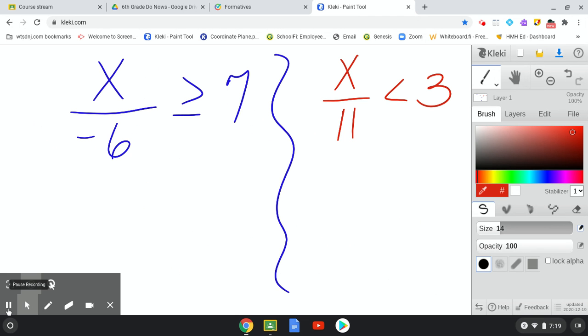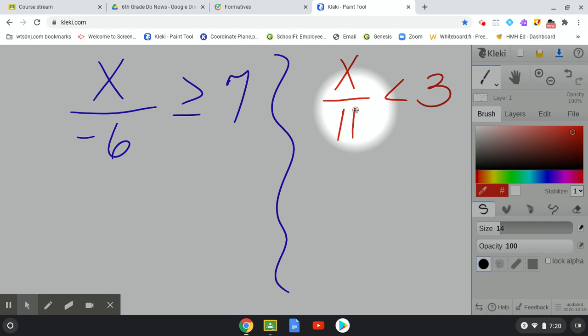Okay, so I want to show you something, the difference between adding and subtracting inequalities and multiplying and dividing inequalities. So this is the problem that we just did. X divided by 11 is less than 3. And in order to get rid of that 11, we had to multiply both sides by 11. Now, this 11 was positive. So I solved the way I would normally solve an equation, except for, of course, it's an inequality.